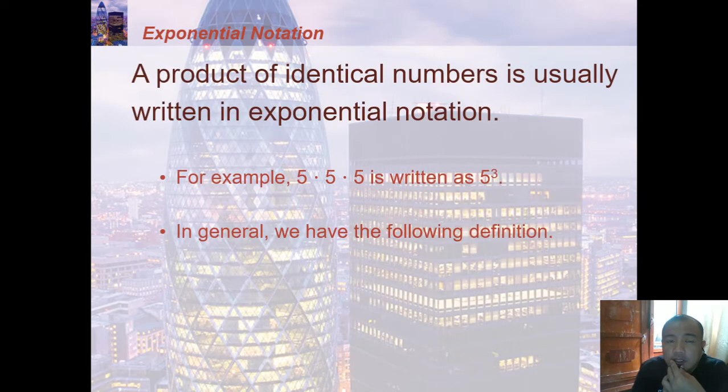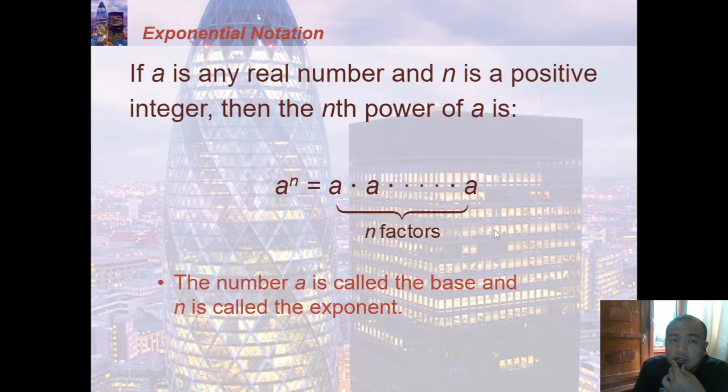Exponential notation: a product of identical numbers is usually written in exponential notation. For example, 5 times 5 times 5 is written as 5 cubed. In general, we have the following definition. If a is any real number and n is a positive integer, then the nth power of a, a raised to n, is equal to a times a times a, n factors. The number a is called the base, and n is called the exponent.